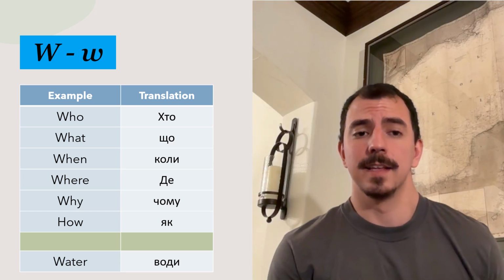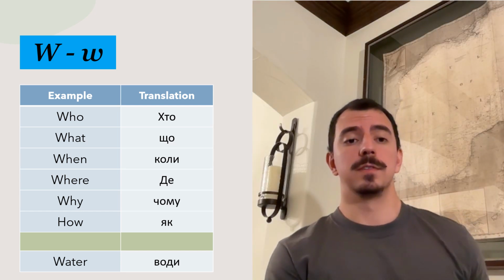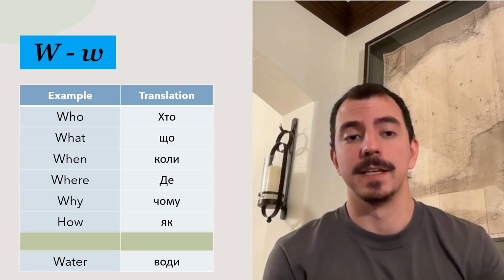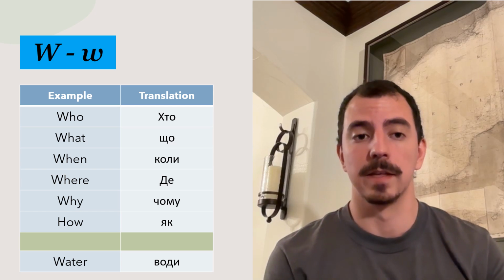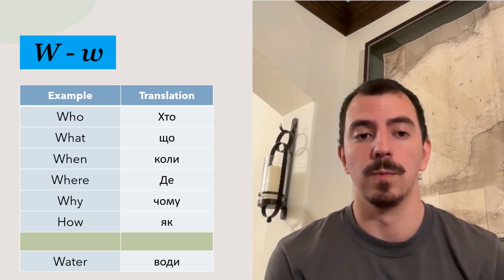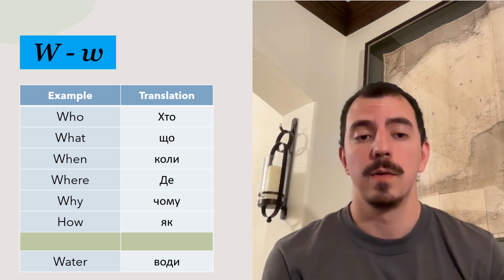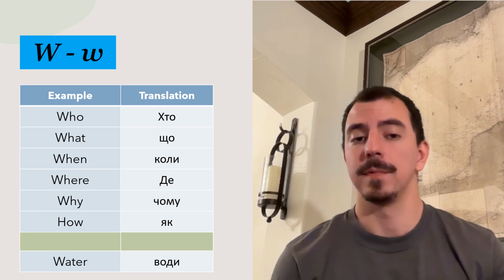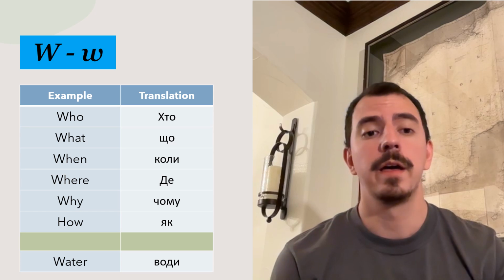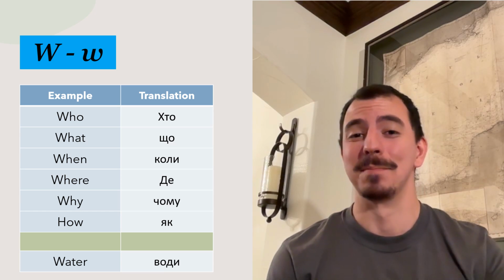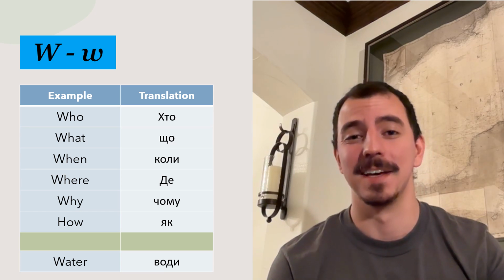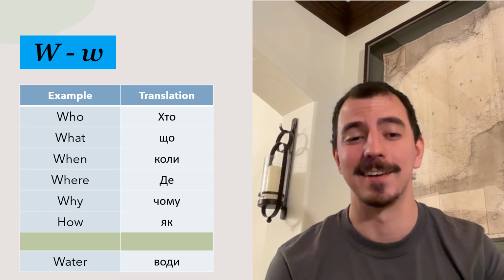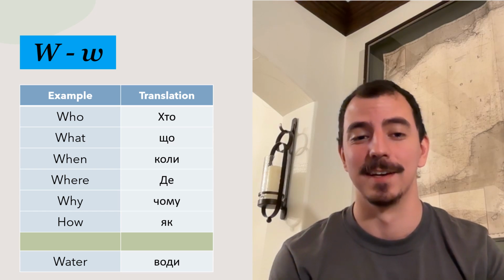The next letter is W. So W in English doesn't make the V sound like in other languages. W makes a W sound. For the examples on W, I put all the question words, where English is extremely confusing, because all the question words have the W sound, so they all sound alike. I'm sure it's terrible to try and learn the differences.